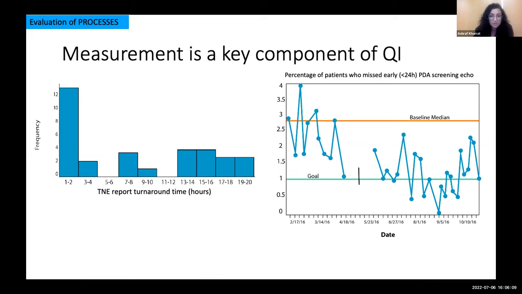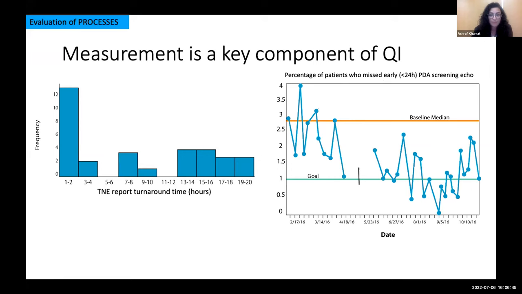So on the right is an example of a run chart. You may have seen this before if you have any exposure to quality improvement work in the past, but it's one means of displaying data related to processes or related to implementation. I would use this, for example, to say, our median baseline percentage of missed patients was 3%. I'm going to plot this on a monthly basis and assess the trend over time. It's a really nice visual representation to show how my process is changing over time to see if I'm making an impact or not.